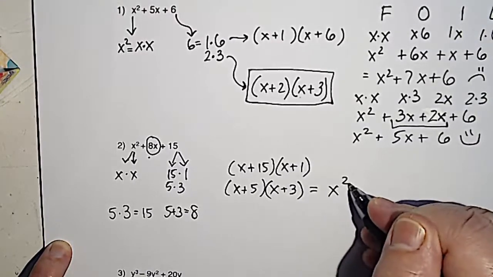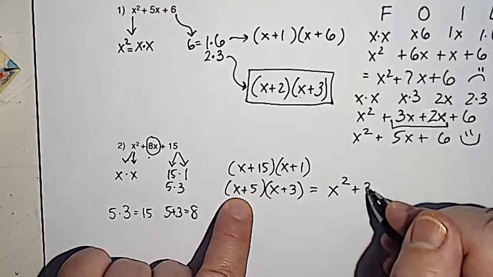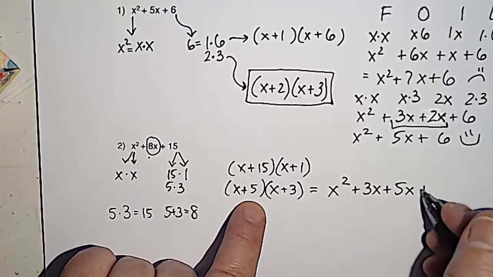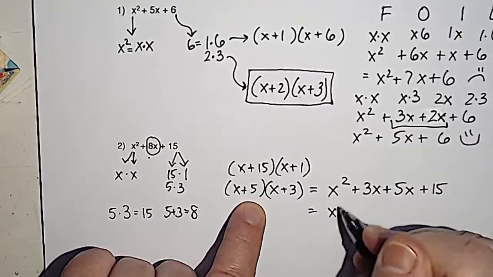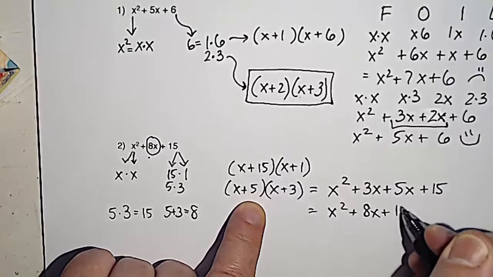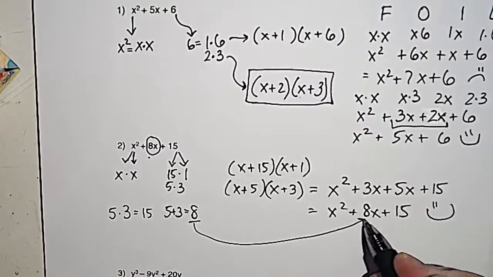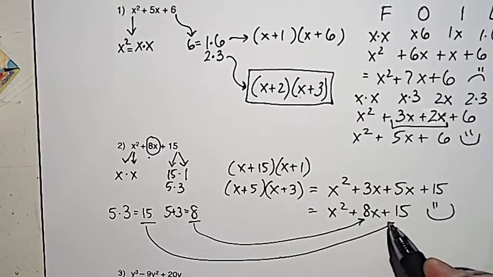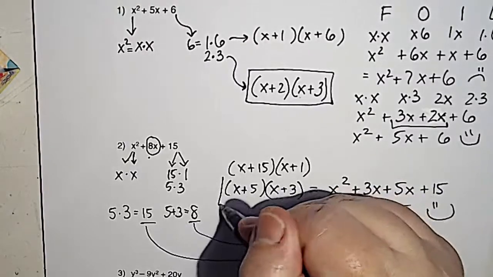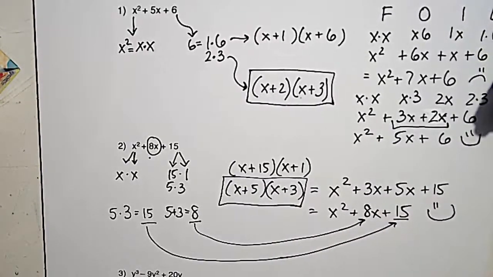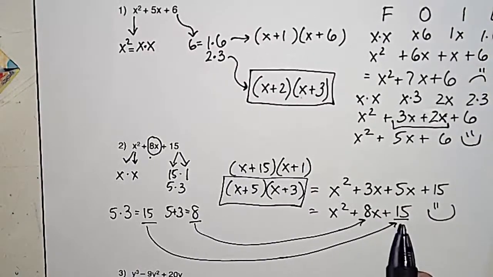Okay, so this will be x squared, outer, plus 3x, inner, plus 5x, last, plus 15. That's x squared plus 8x plus 15. Yay, we found it, right? Here's that 8. Here's that 15. This is the correct factorization. So you see the shortcut? We look for 2 numbers that when multiplied give us the last number and when added give us the middle number.